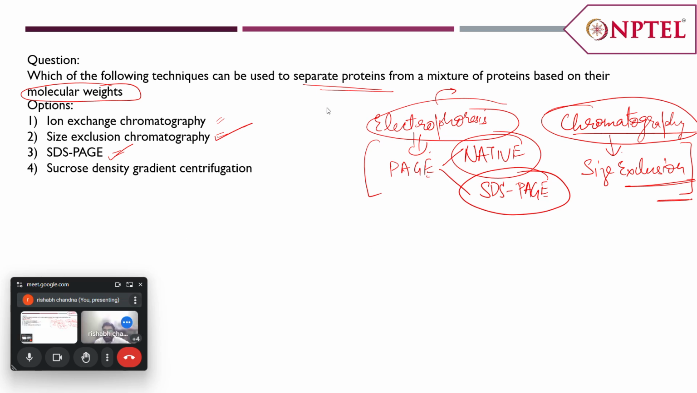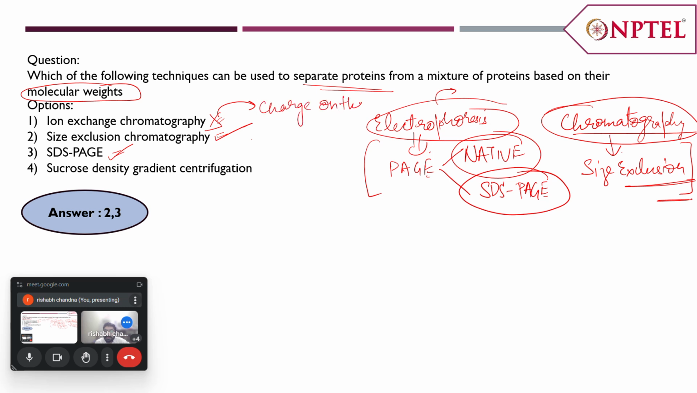Okay, so the correct answer is both 2 and 3. Ion exchange chromatography cannot be the correct answer here, because in that case we use the charge on the protein, the cumulative charge on the protein, as one of the features to identify its properties. Now my question is whether we can use the sucrose density gradient centrifugation for separation. Just give it a thought.